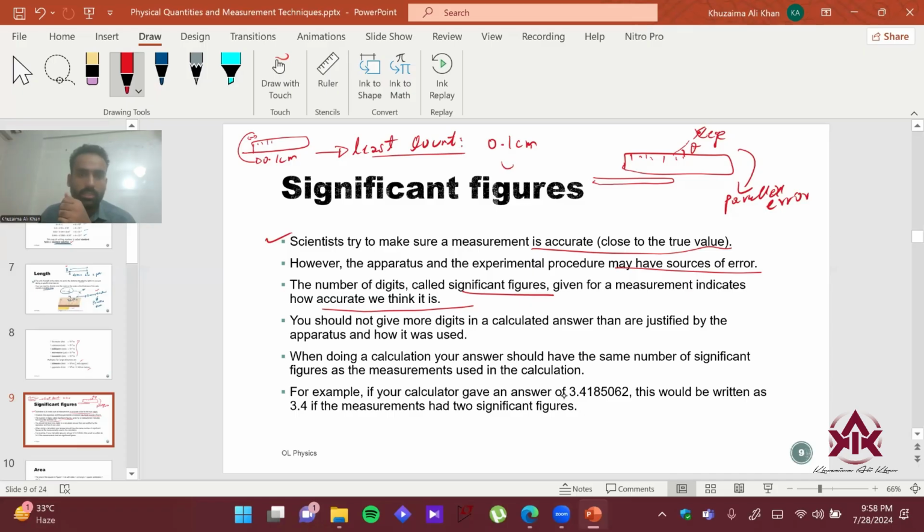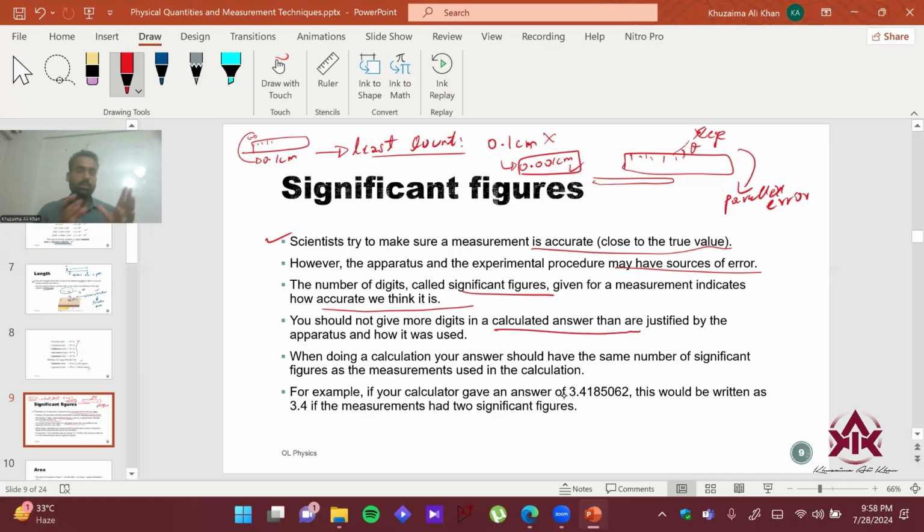If you keep increasing the accuracy, say you have an instrument which can measure lengths up to 0.01 centimeter, it is more accurate than this reading. This is called the precision, the accuracy of the instrument. You should not give more digits in a calculated answer than are justified.